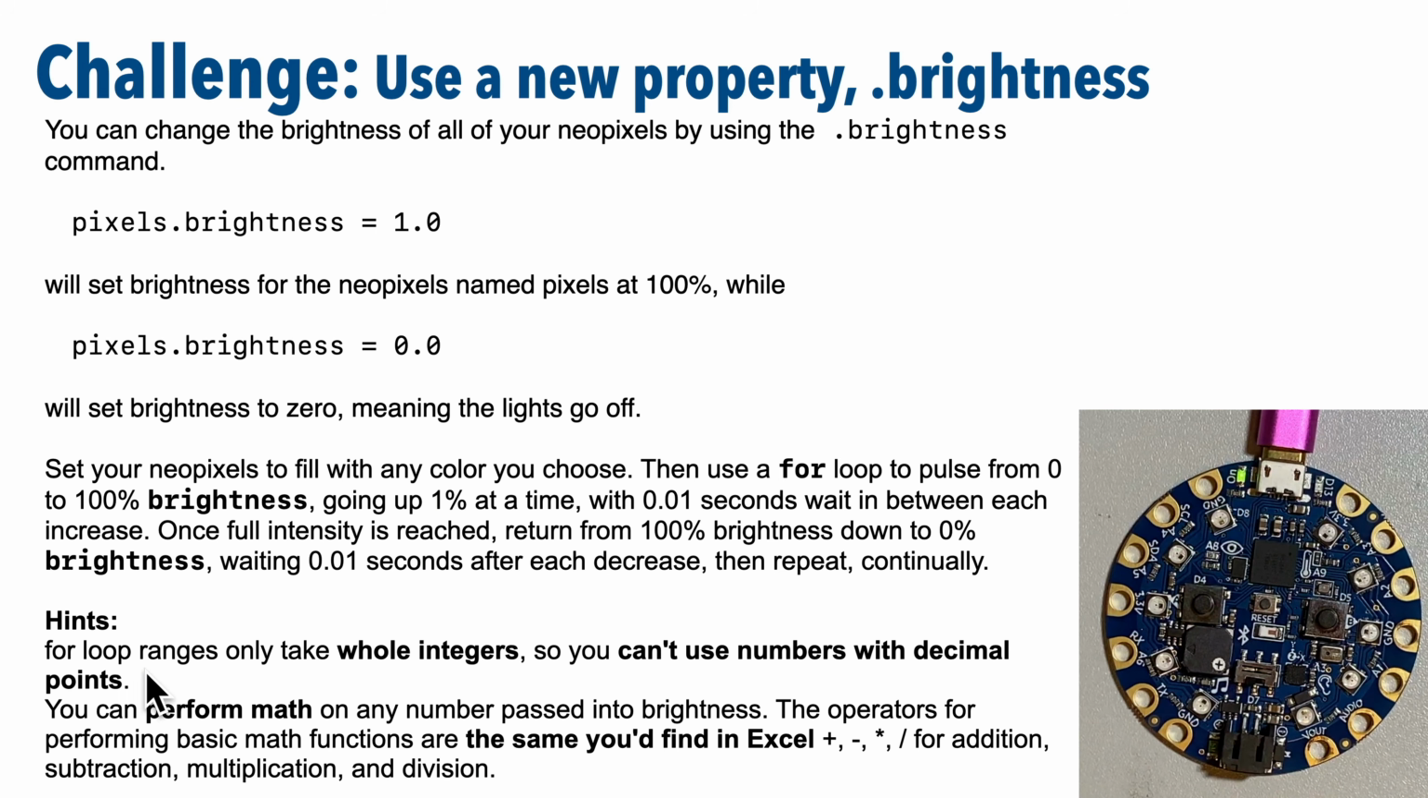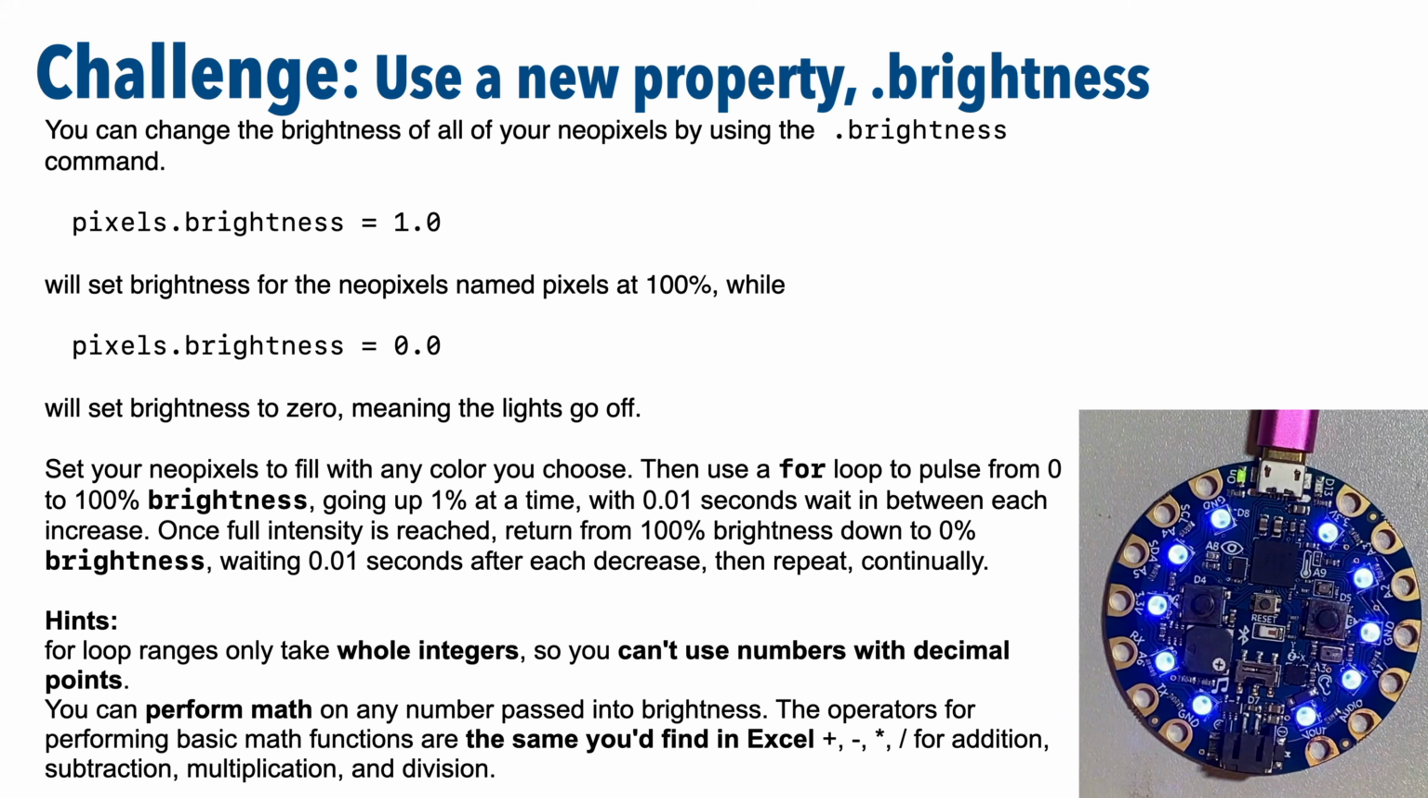Now here are your hints. For loop ranges only take whole integers. Interesting. So these values won't work because they have decimal points in them. You can't use numbers with decimals, but you can perform math on any number passed into brightness. So think about the math that you would perform to take whole numbers and turn them into 0.0 to 1.0 as your start range and your end range. And remember, in order to reach this value, you want to go 1 past this value. Now you already know the operators for performing basic math functions. They're the same that you'd find in Excel: plus, minus, multiplication, and division.